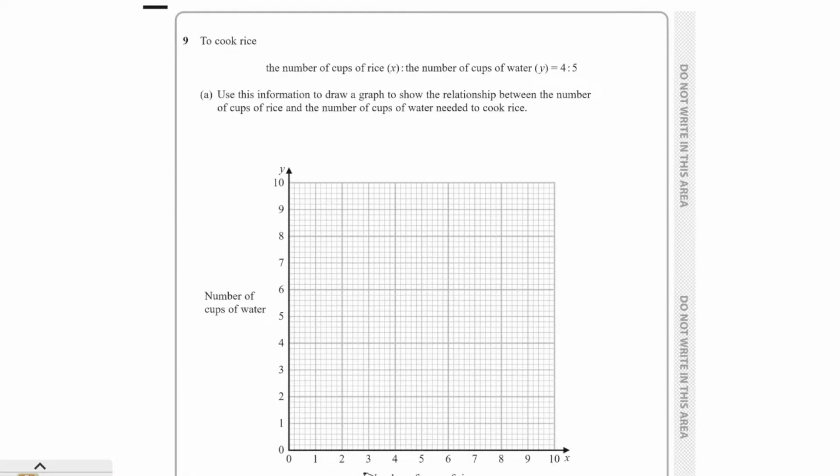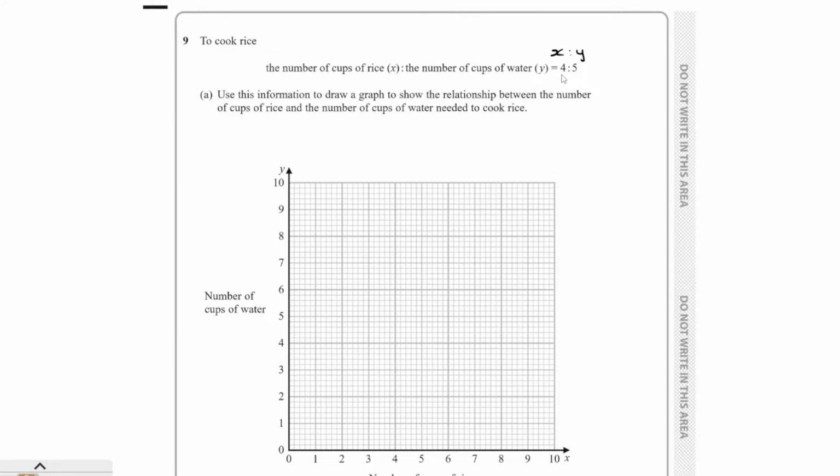Okay, question 9. To cook rice, they've said the number of cups of rice, which is X, to the number of cups of water, which is Y, is 4 to 5. So I like to write the letters above just to reference it quickly. So use this information to draw a graph to show the relationship between the number of cups of rice and the number of cups of water needed to cook the rice. So this is a linear relationship, as in a straight line.